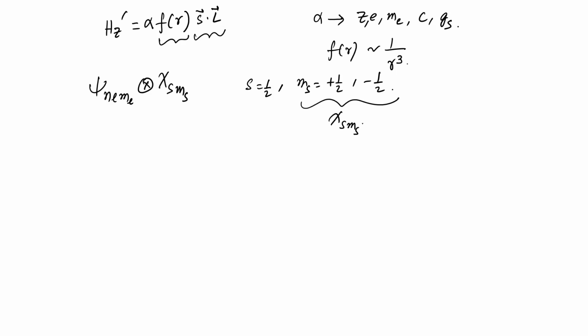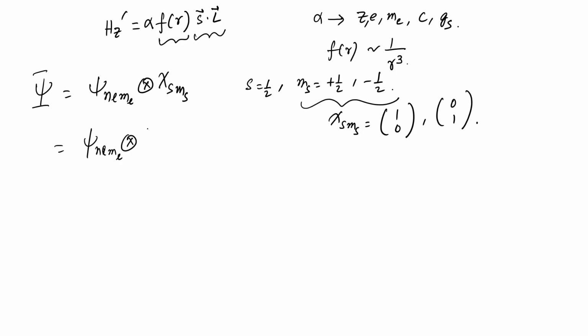Okay. So, we will have a term whose states, this chi S m_s, can be written as a 2 component spinor having these values. So, we can write the total wave function, let us write it with a psi, as psi n L m_l multiplied by a 1 0 spinor or a 0 1 spinor, depending on whether you have m_s equal to half or m_s equal to minus half. So, this is m_s equal to half.